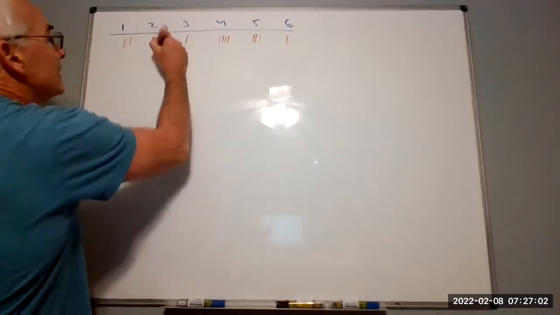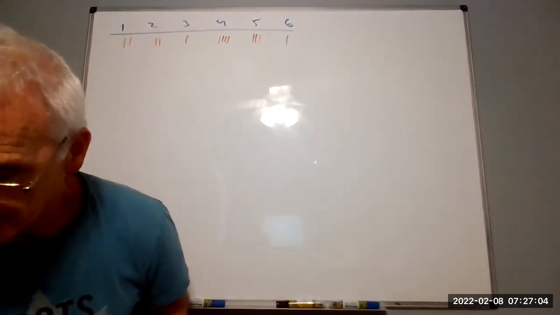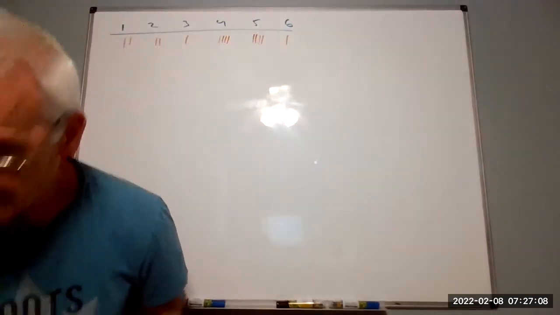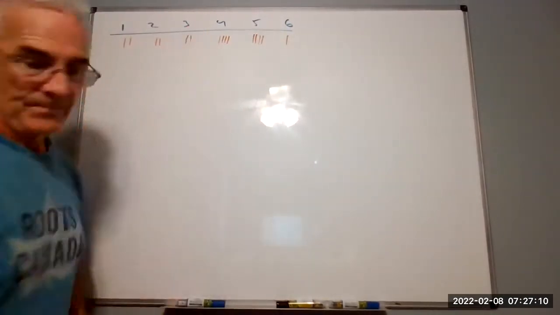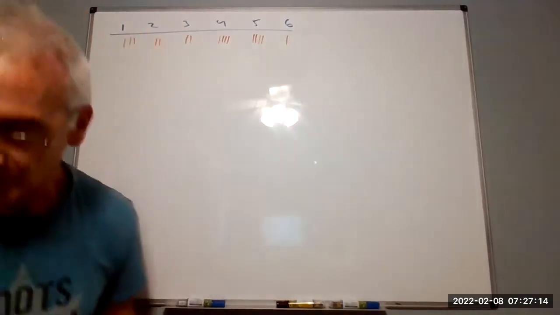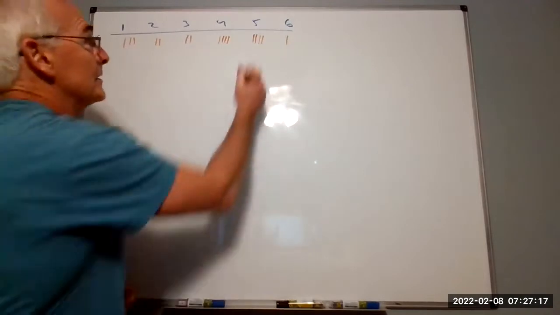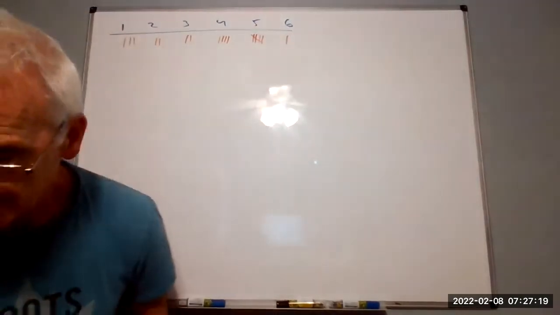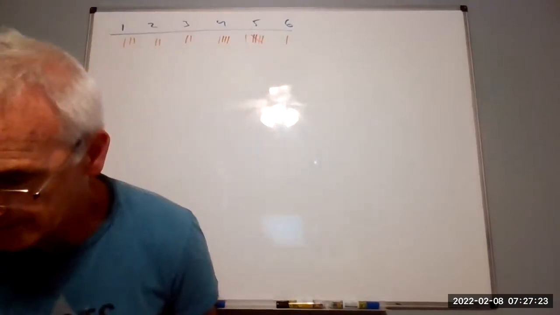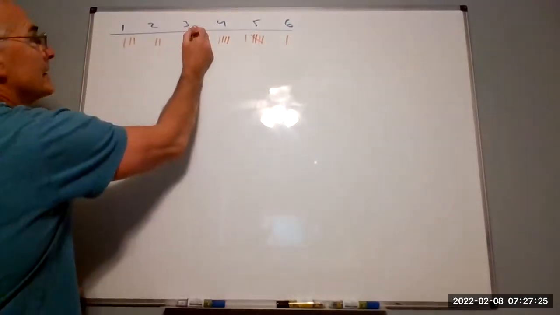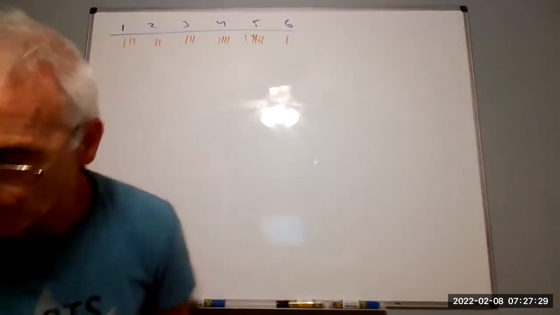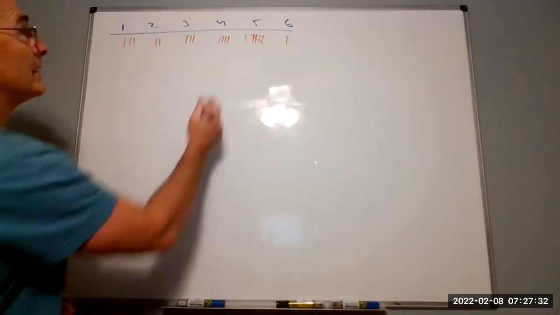2, 5, 3, 1. I'm doing a couple more. 5, 5, 3. So what do we got so far? That's 8, 12, 14, 14, 19. We'll do one more. 4.